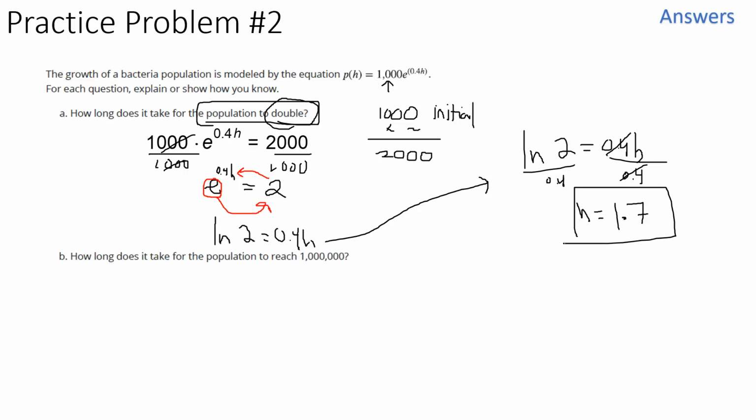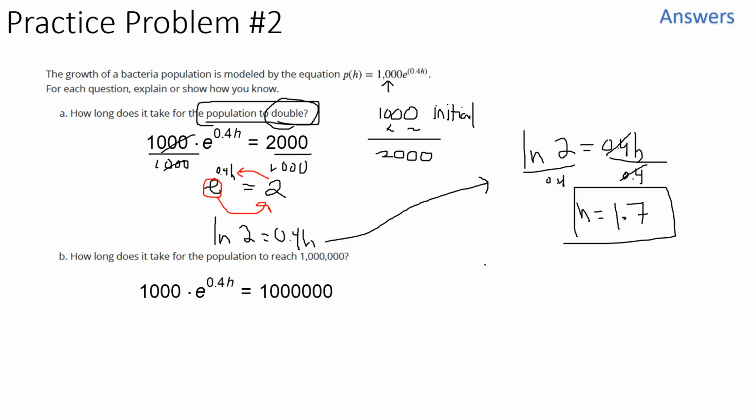Okay, question B says, how long does it take the population to reach 1 million? All right, so I'm going to go ahead and give you guys a hint that you're replacing the 1 million for the P of h. Now, look at this example. Try doing this one on your own. Go ahead and put your answer now.